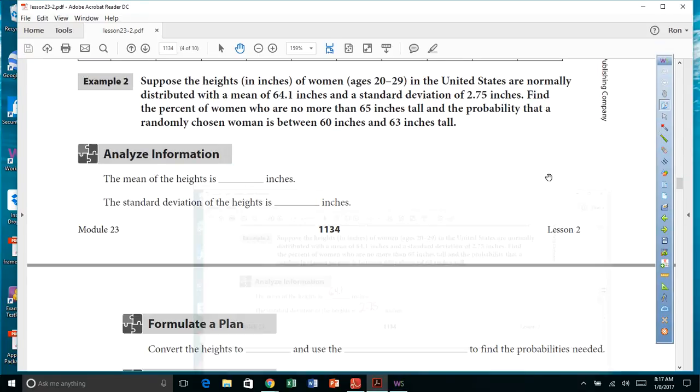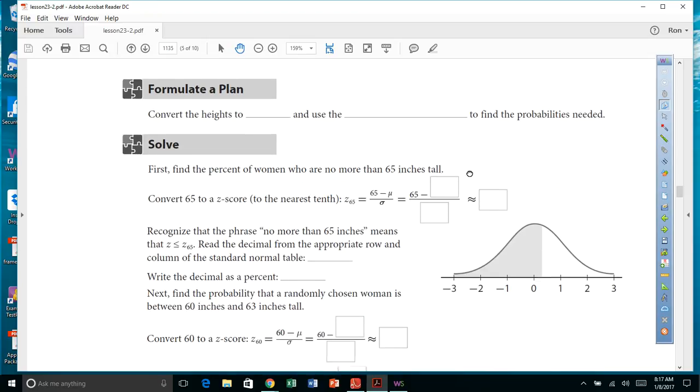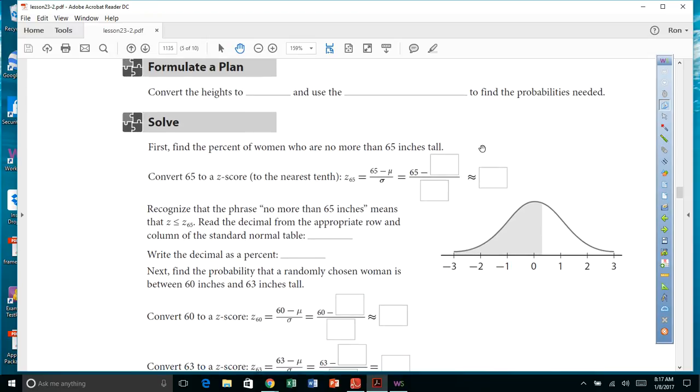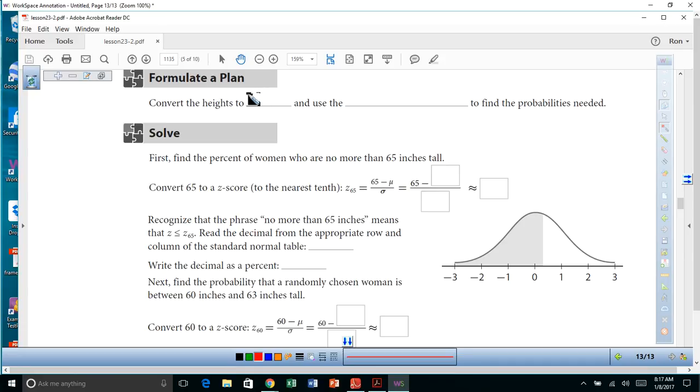All right. Now, formulate a plan. Convert the heights to z-scores, and use the standard normal table to find the probabilities needed.